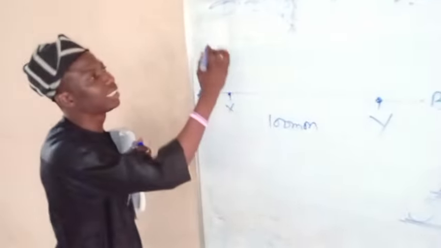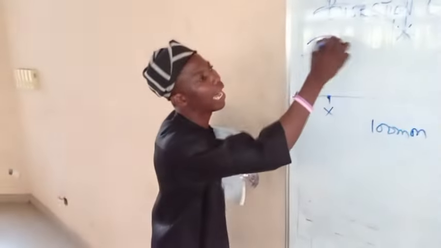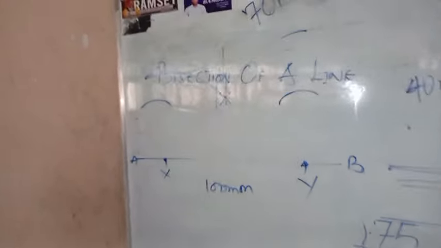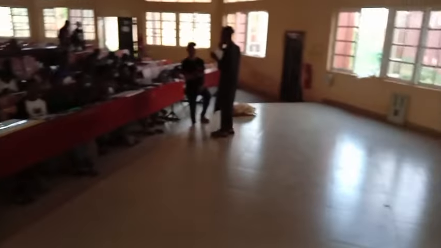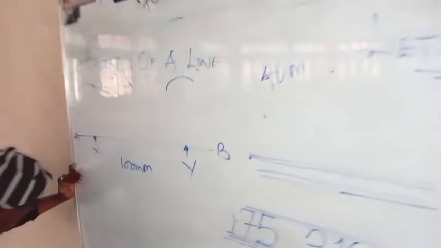Draw an arc like this. This arc has to be very, very faint. With your compass at X, draw an arc like this. With the same length, at Y, draw an arc. I said with your compass at X, measure 4 centimeters and draw an arc.